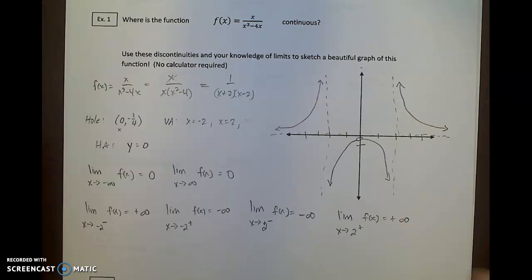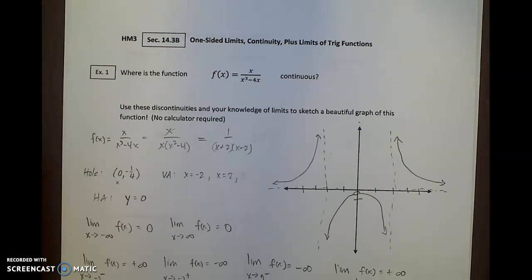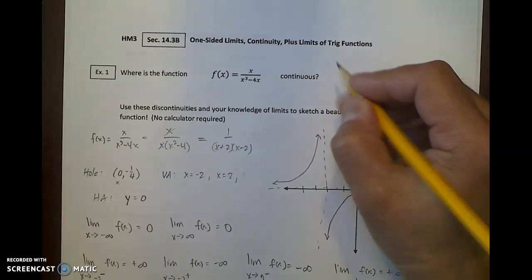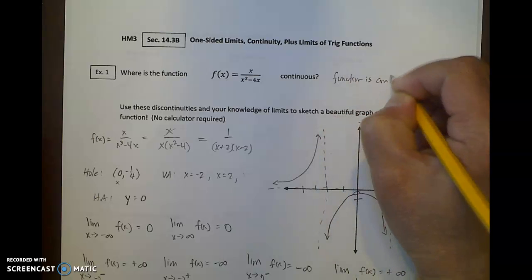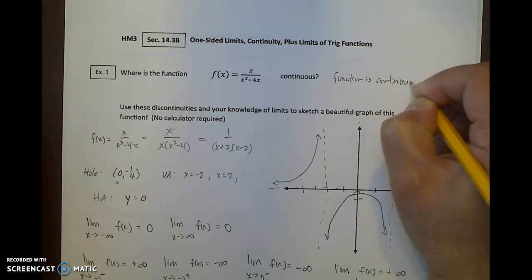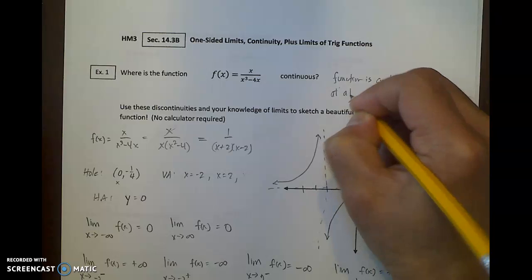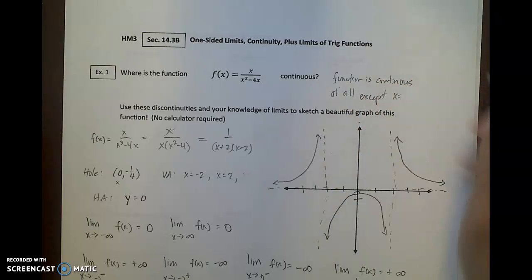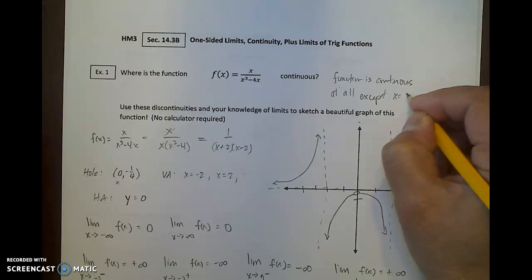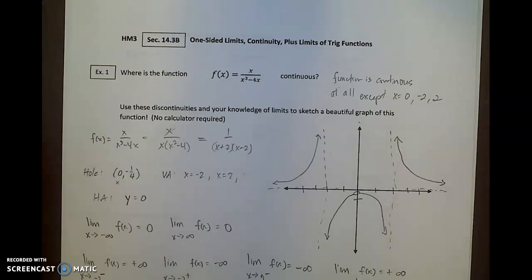Alright, so going back to the original question, where is the function continuous? The function is continuous at all x-values except at x equals 0, -2, and 2.